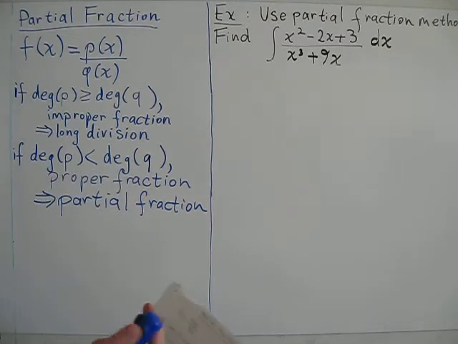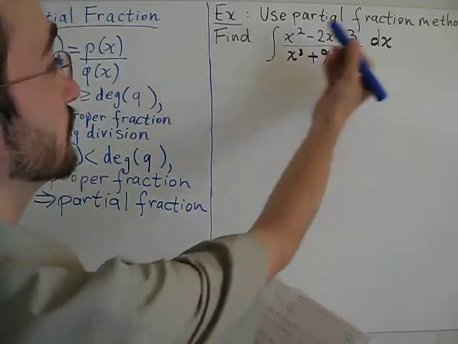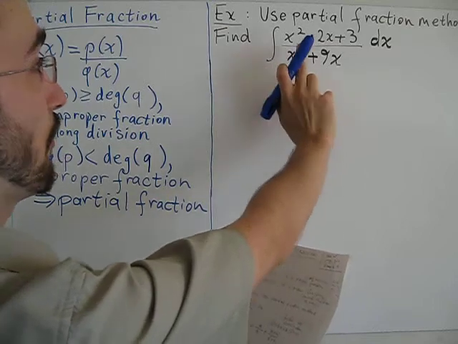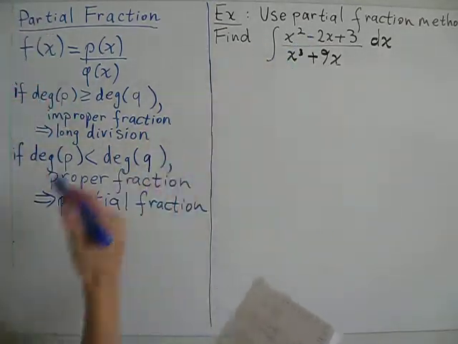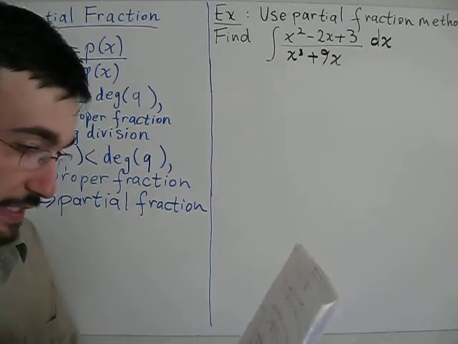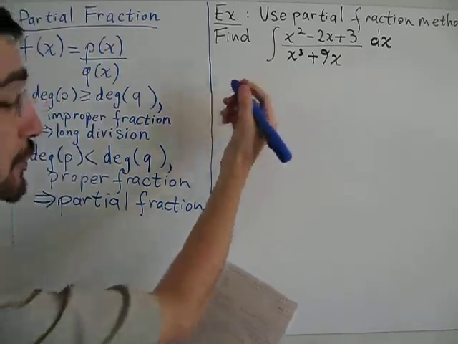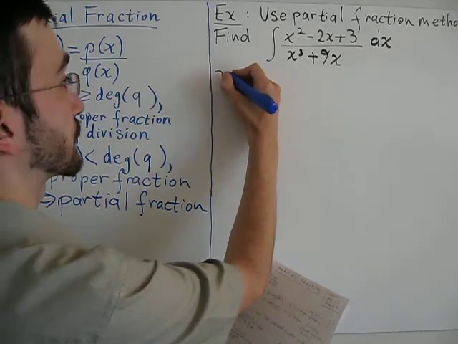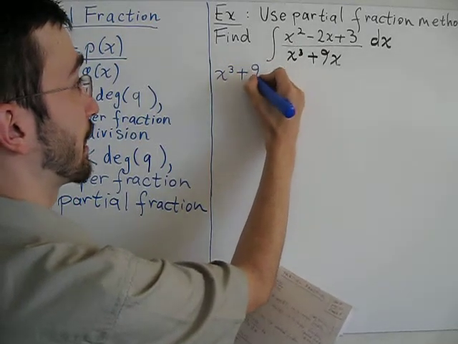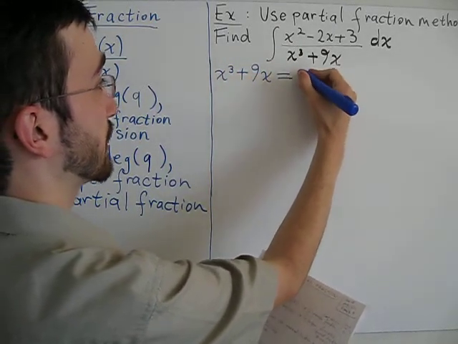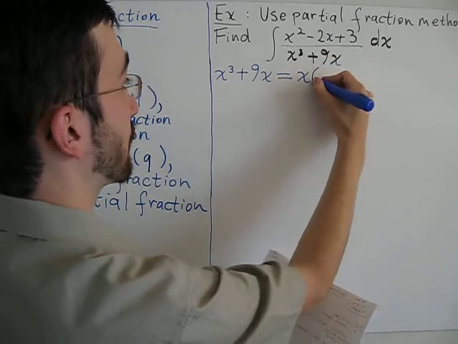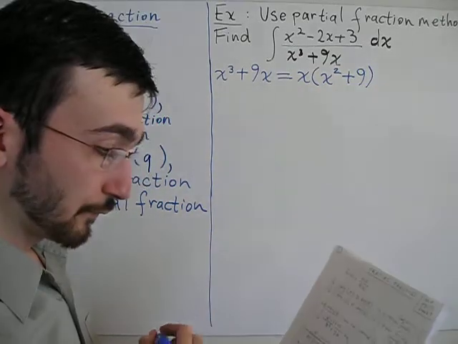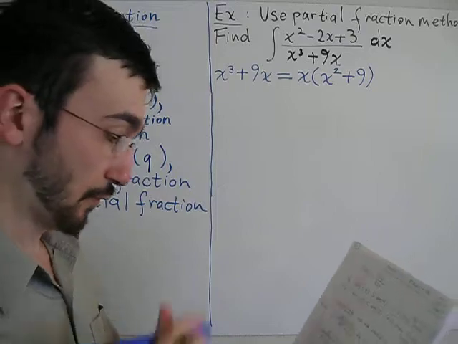So let us start by doing an example where we will use the partial fraction method to find the integral of x squared minus 2x plus 3 divided by x cubed plus 9x dx. First, what we have to do is factor the denominator. So x cubed plus 9x can be factored by taking out the common factor of x from both terms, giving x times x squared plus 9. We cannot factor x squared plus 9 any further at this point.